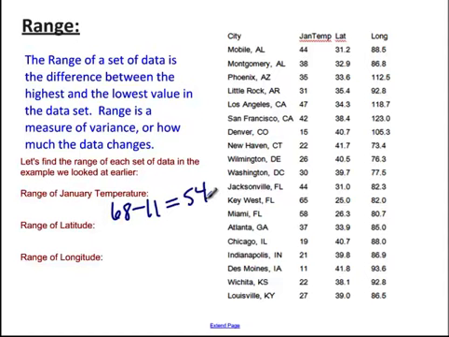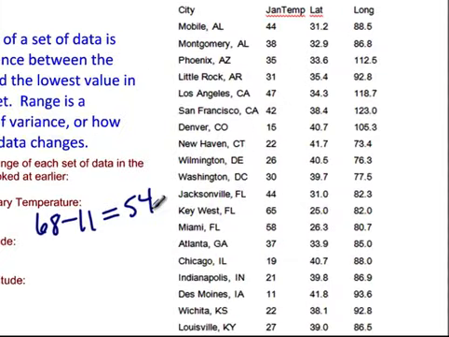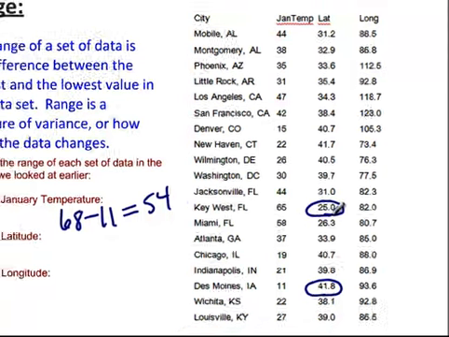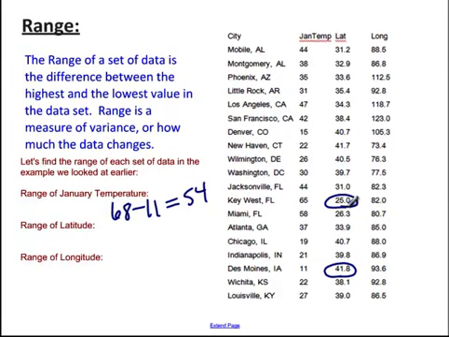And then the range of latitude. The highest latitude value is 41.8, and that's here. And the lowest latitude value is 25.0, and that's here. And so the range, if I take 41.8 minus 25, I get 16.8. And in the range of longitude, the highest is 123. The lowest is 73.4, so I get 49.6 as the range there.